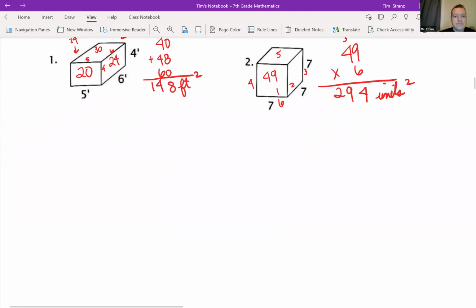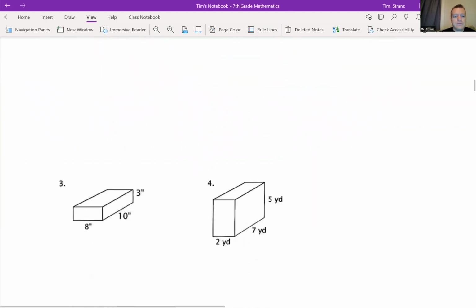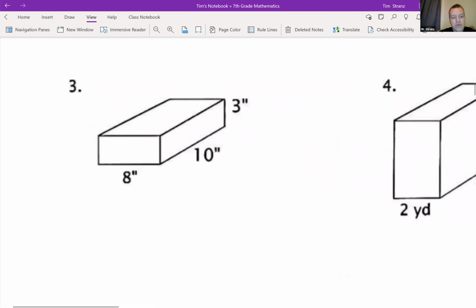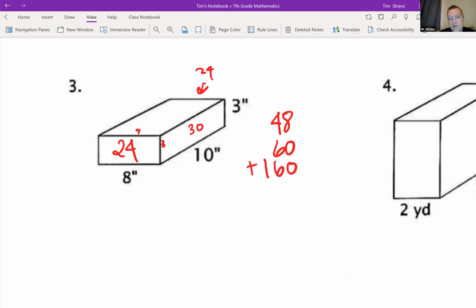Okay, number 3. Looking at number 3, we're going to do the face first. So we have 8 is the width. The height is going to be 3, so that means 24 here, 24 on the back side as well, which is 48. If we do the side, 3 and 10, that's 30, which on the other side is 30, so that's 60. And if we do the top, that's 10, and this has to be 8, so 10 and 8 is going to be 80, which is 160 if we take 2 of them. Add these together, and you get 268 inches squared.